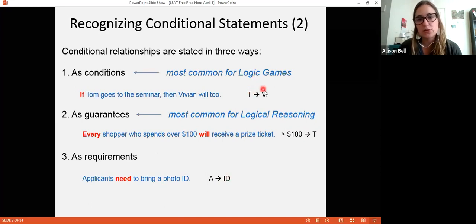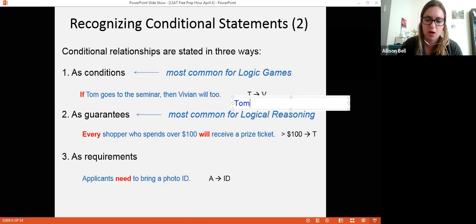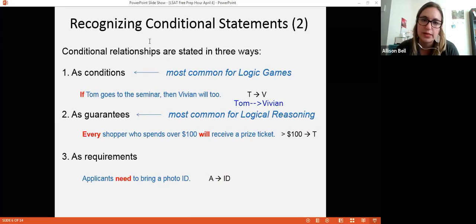The letters that you use to represent these ideas might be different than the ones that we have here. Some people find it tricky and more confusing to use a letter rather than the words. So you might be the person who says, I don't want to write T, then V, I want to write Tom, then Vivian, and that's fine. But the concept is that you can replace the word then with this arrow to set up a diagrammed conditional logic statement, which is helpful when you have to make inferences based off of these statements, or if you have to connect them together, which is what we're going to start talking about now.